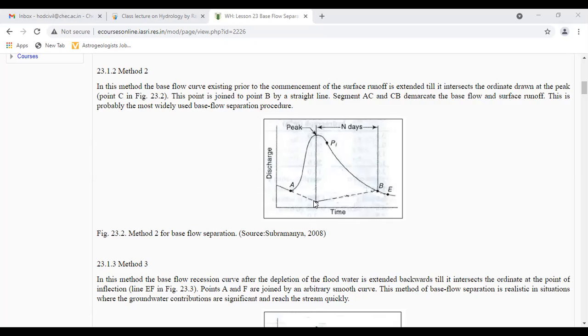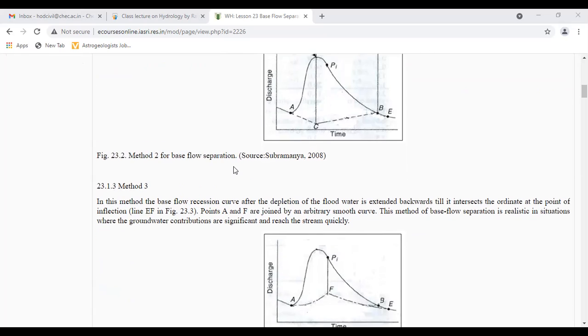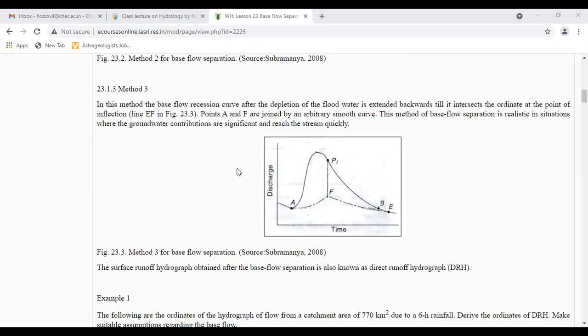Segments AC and CB, this is the AC and this is the CB, demonstrate the base flow and surface runoff. This is probably the most widely used base flow separation procedure. So that was method 2 for base flow separation. Here, guys, method 3.